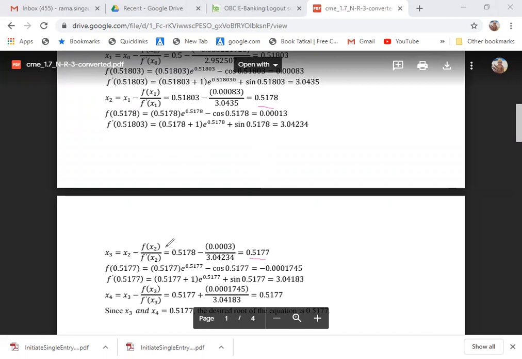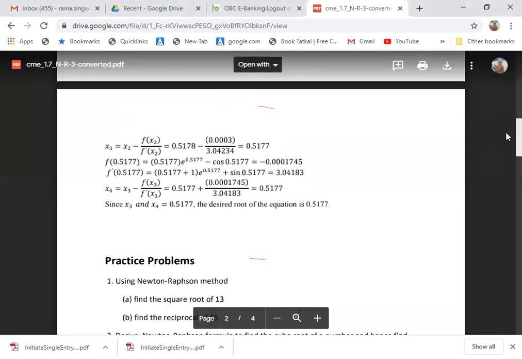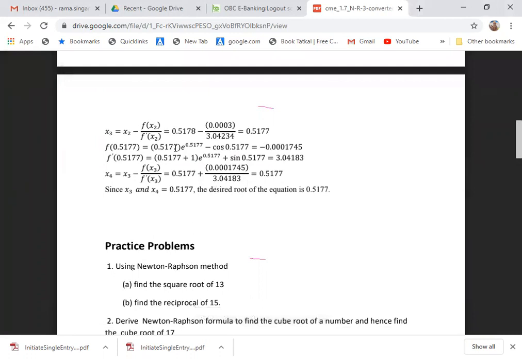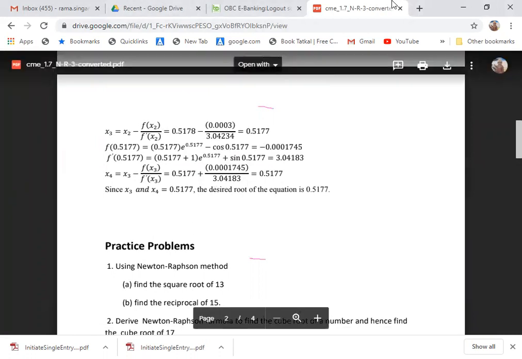We are still continuing the same. Using x3, we are going to generate the next approximation, x4. This is obtained as 0.5177. Now we can clearly see that x3 and x4 are the same up to 4 decimal place accuracy. Hence, we stop the iteration process and consider the required root of the equation as 0.5177.